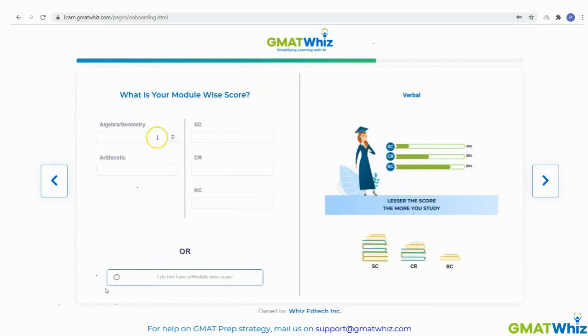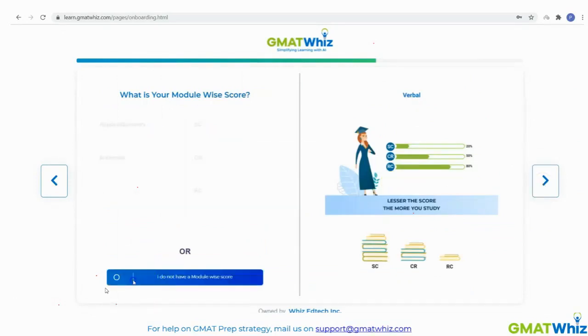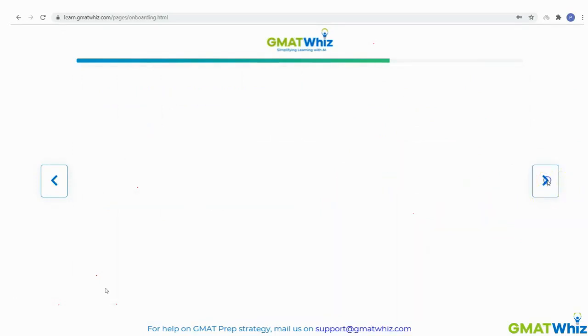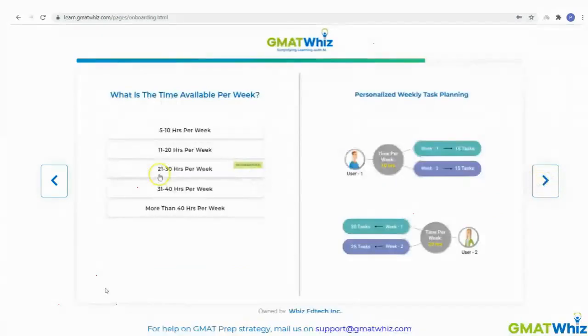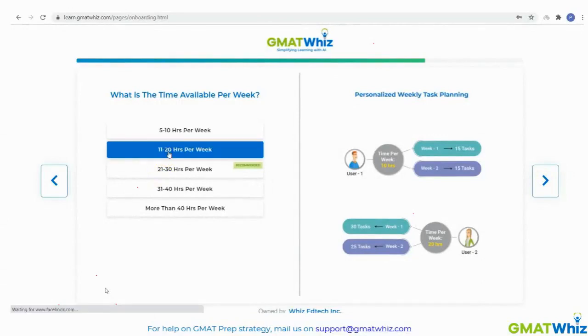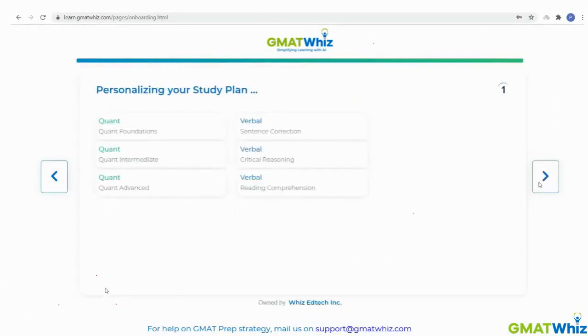You can even enter your individual module-wise scores for SC, CR and RC, or just select I don't have a module-wise score, and enter how much time is available with you. You can select any of the options which are there. Later on, you can even personalize it to mention 15 hours, 16 hours also. Then a proper study plan is created for you. You use AI to create this for you.